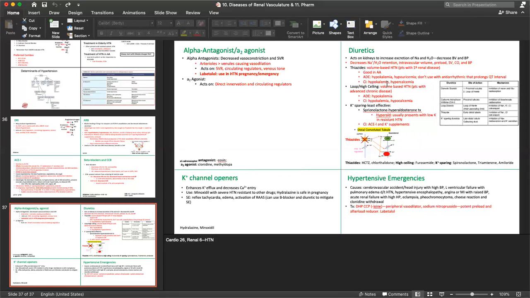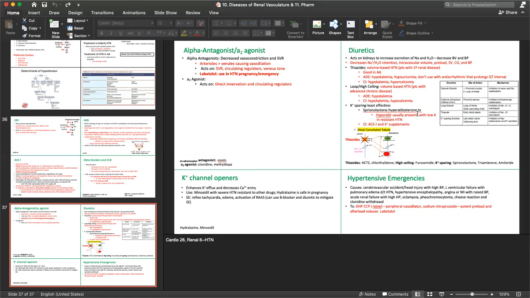Diuretics are going to act on the kidney at one of three places. So we've got our thiazides, and they're acting at the distal tubule, and they're good for African Americans. They can cause hypokalemia, hyperuricemia, and they also can increase your calcium. And you don't want to use them with another antiarrhythmic that prolongs the QT interval. Loop diuretics act at the loop. Again, hypokalemia with them, and they're going to also decrease calcium, so hypocalcemia. So know the difference: hypercalcemia with thiazides, hypo with loops. And they're volume-based antihypertensive agents.